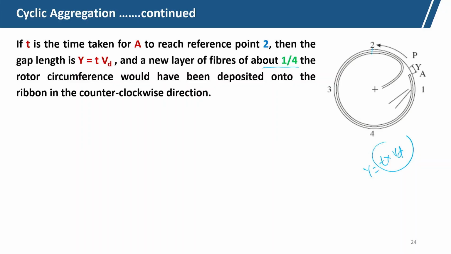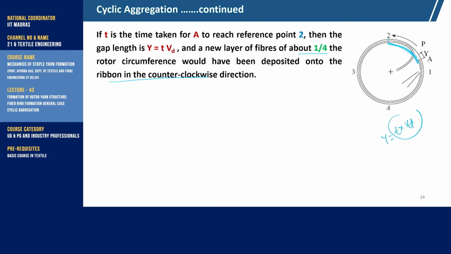and a new layer of fiber at 1/4 of the rotor circumference would have been deposited into the ribbon in the counterclockwise direction. So, with this 1/4 rotation, a new layer of fibers will be deposited. This is we are talking about only the first revolution.